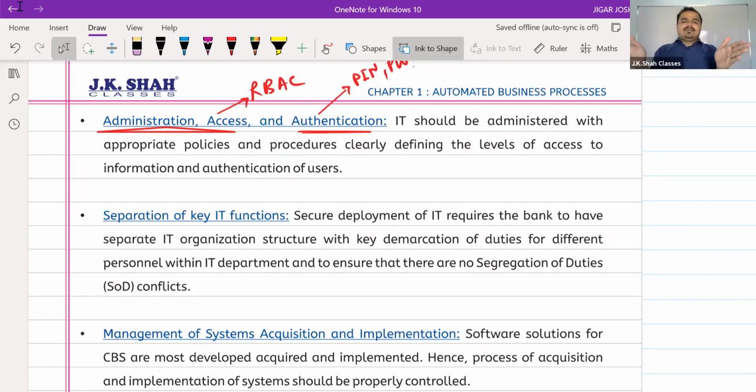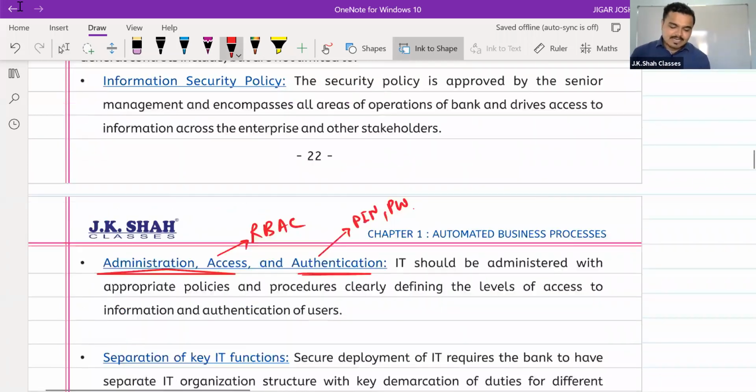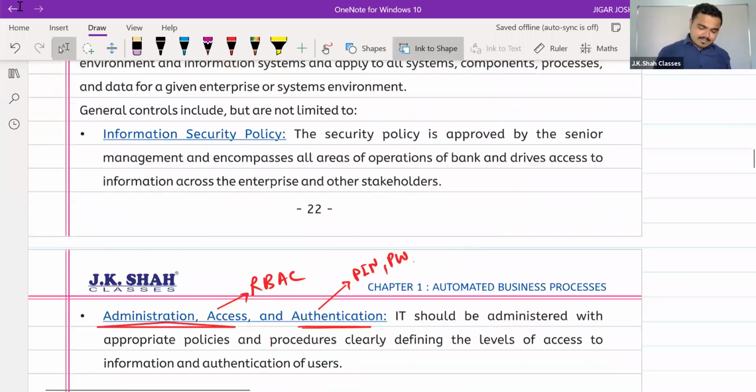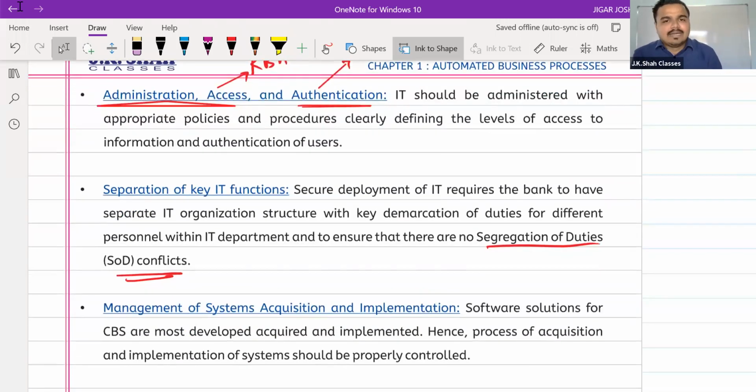We need to separate this function, so that the authorizer of the record and the initiator of the record are different persons. In very simple way, there should be SOD, segregation of duties, and we should see that no segregation of duties overlap. Understood? So once again, three points: information security policy, procedure and practices; second, administration, access and authentication; third, there should be a proper separation of key IT functions.